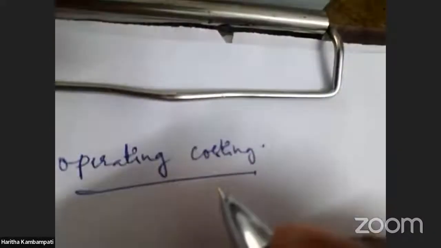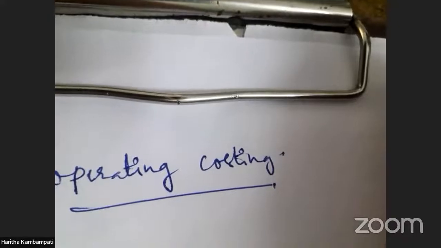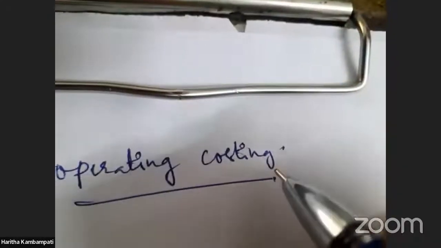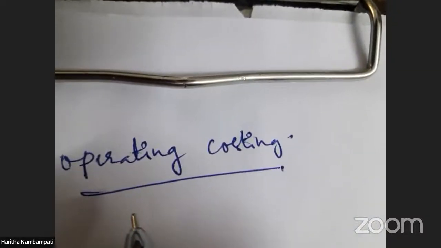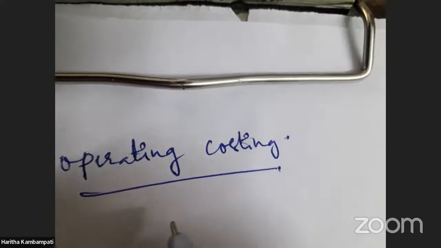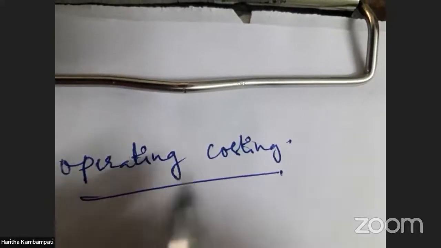In cost accounting itself, various techniques are there. Those are unit costing, process costing, job costing, operating costing, marginal costing. These are various techniques under cost accounting itself. We discussed already unit costing, process costing, job costing. So in today's class, let us learn about operating costing.